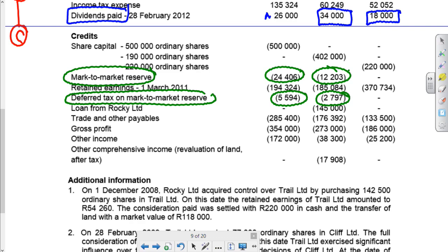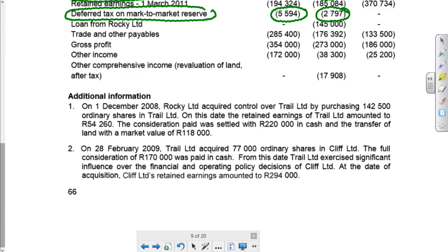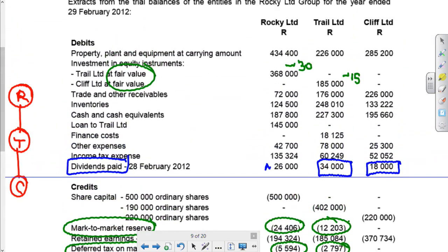Okay, so then I have more or less a feel of what's here. I just want to get a feel for whether I have subsidiaries, associates, what I have. And when you look at the additional information, you will be able to immediately see whether you have one or the other. So what you'll see is that Rocky acquired control, so I have a sub, and Trail exercised significant influence. So it's an associate, yeah? So when I look at this group picture of mine, this one is a sub, this one is an associate.